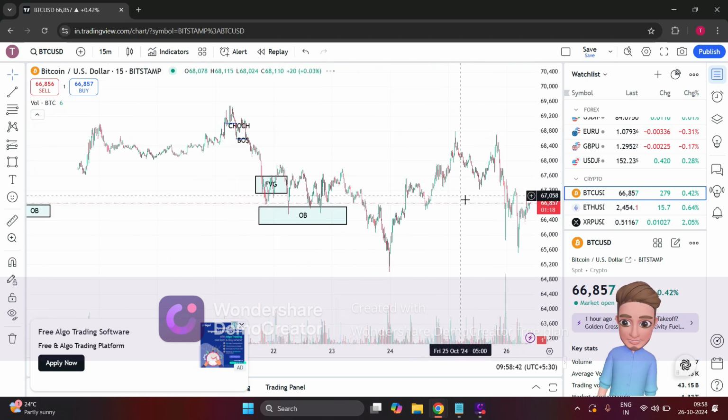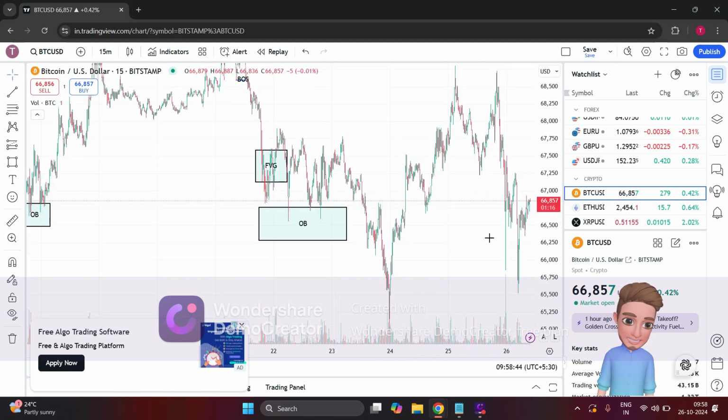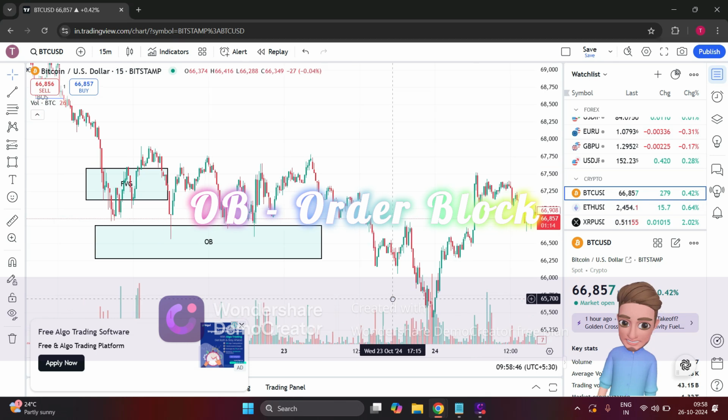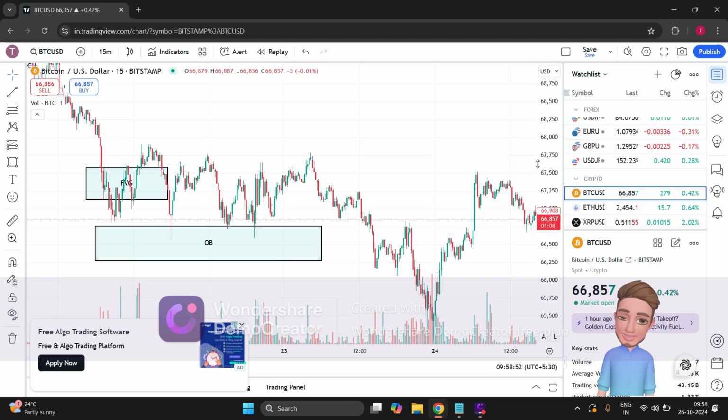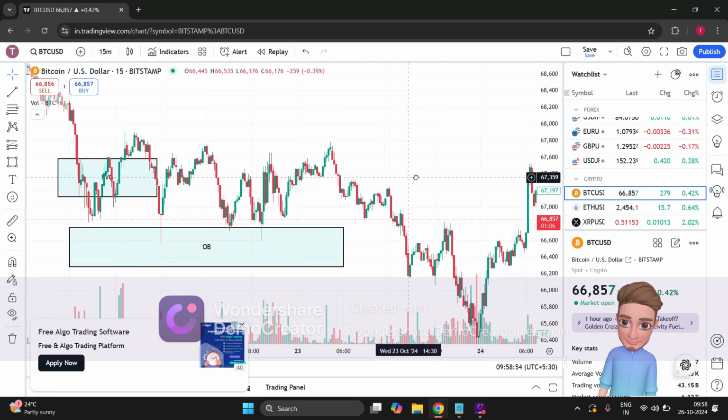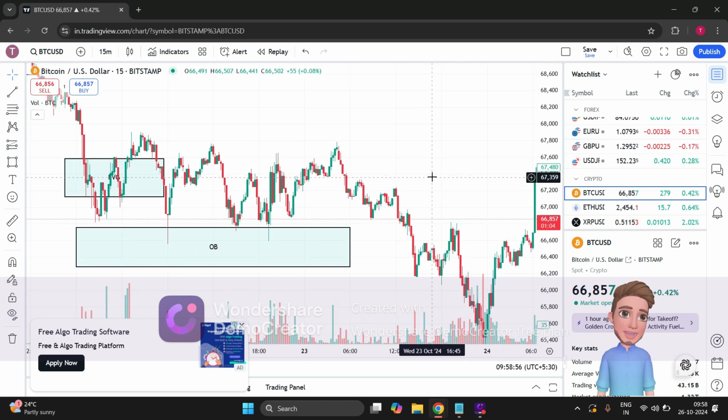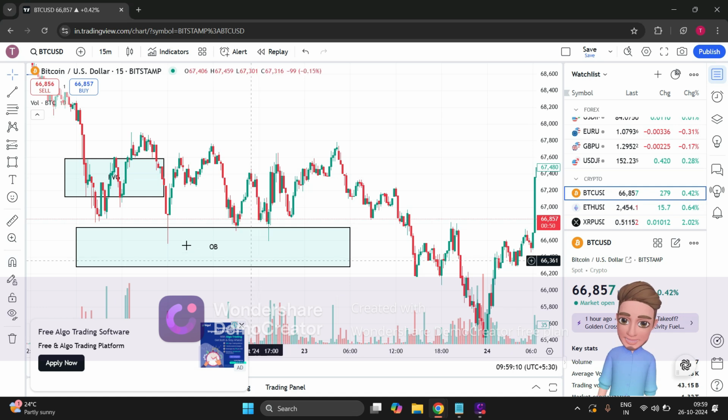So one of the concepts is order block. What is an order block? The name indicates there is a blockage of orders. I'm not talking about retail traders like us. Since I already told you, smart money concept is related to big institutional traders where they put huge money, and here you can see the order block.